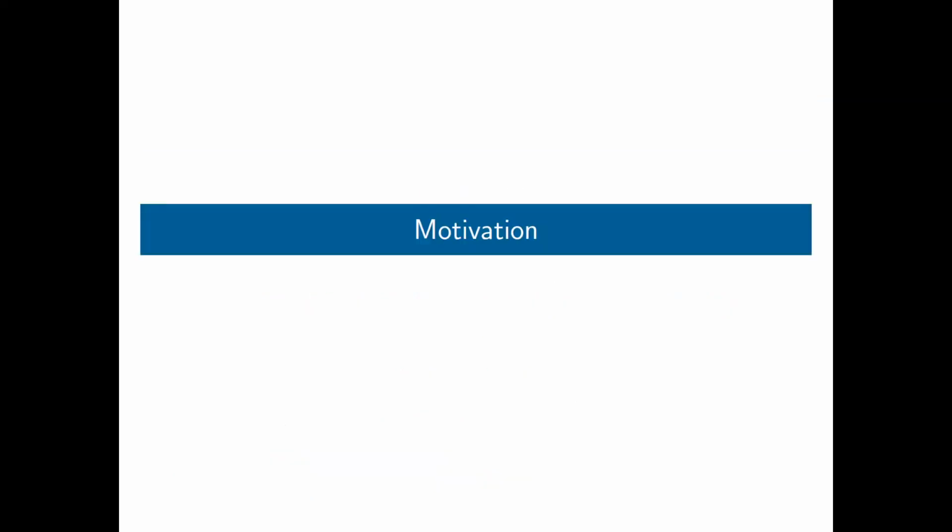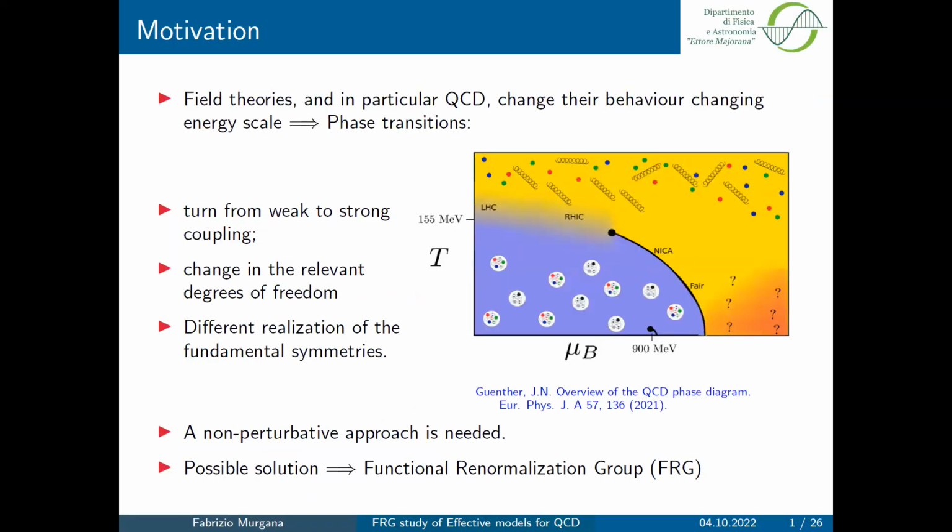So first of all, motivation. Why did I do what I did? First of all, we know that field theories, and in particular QCD, that's the focus of our studies, change drastically their behavior, changing the energy scales, because it faces phase transitions. What does it mean? That the coupling turns from weak to strong, or vice versa. The relevant degrees of freedom change completely, and also the realization of the fundamental symmetries of the theory changes. So we are facing strongly non-perturbative phenomena, and we need a method that can tackle these.